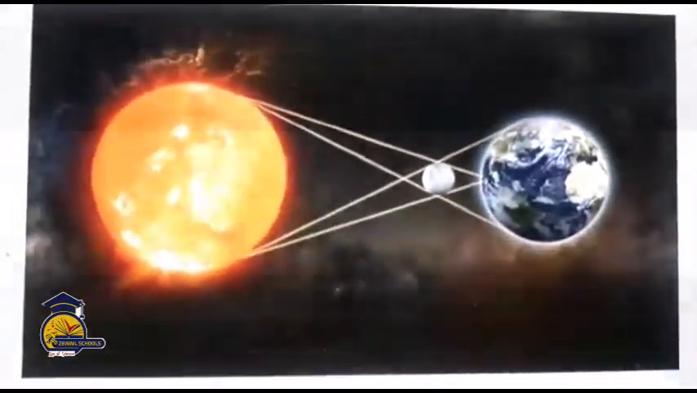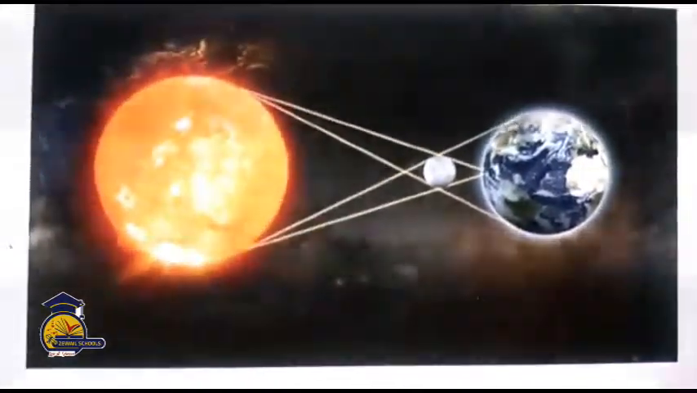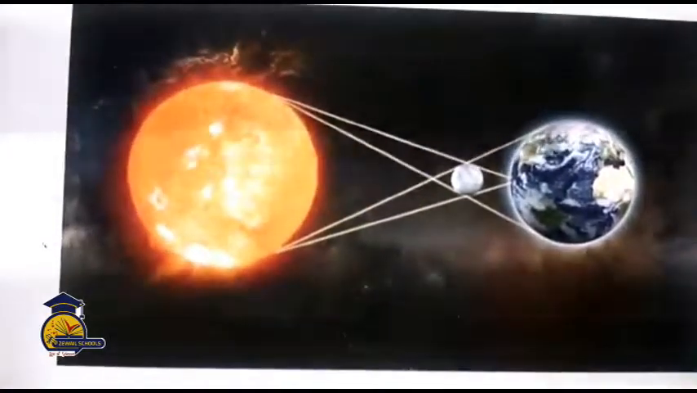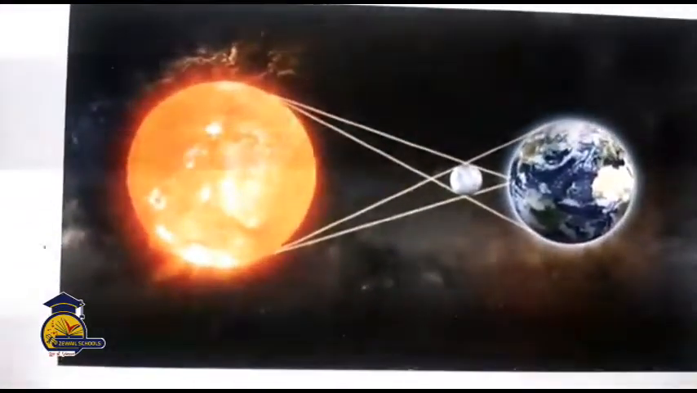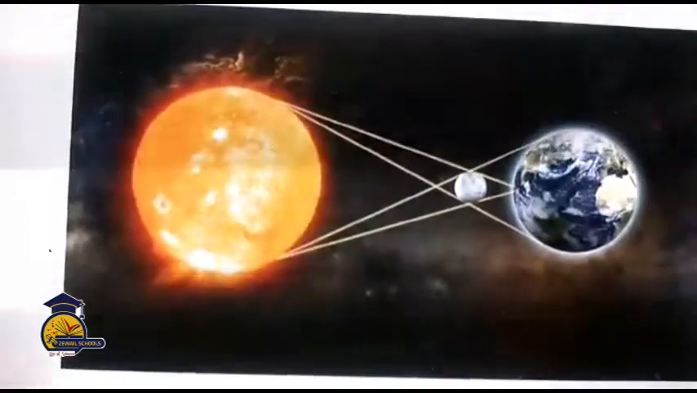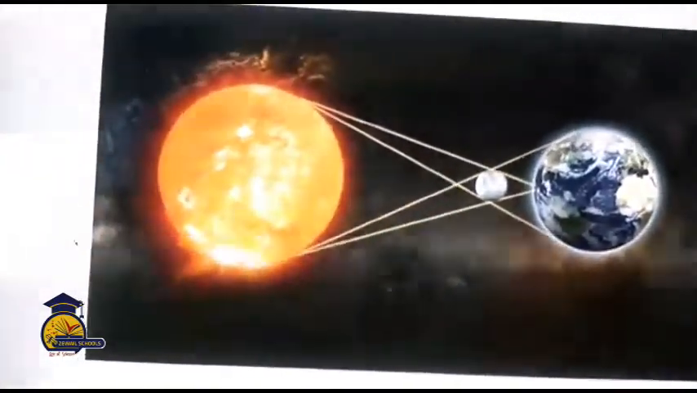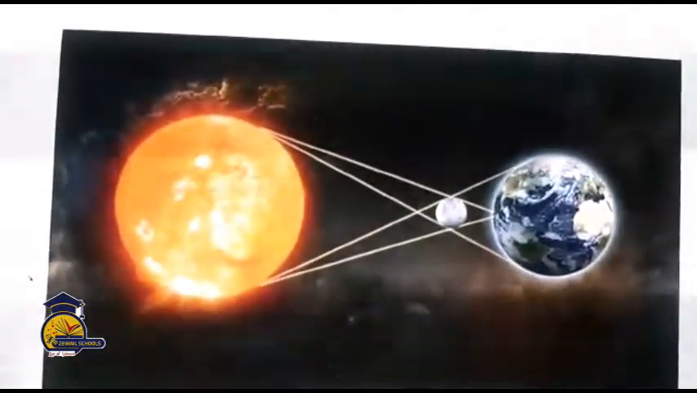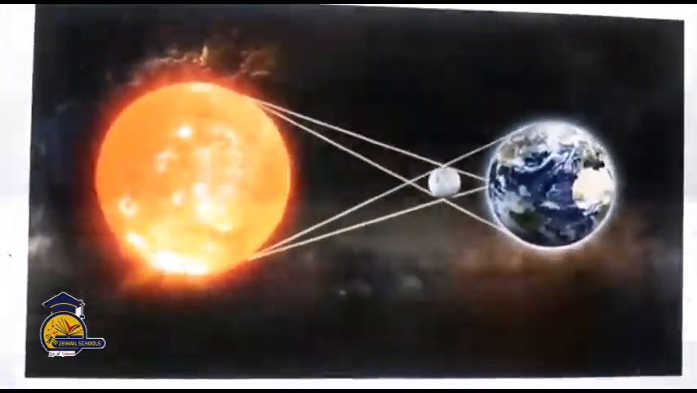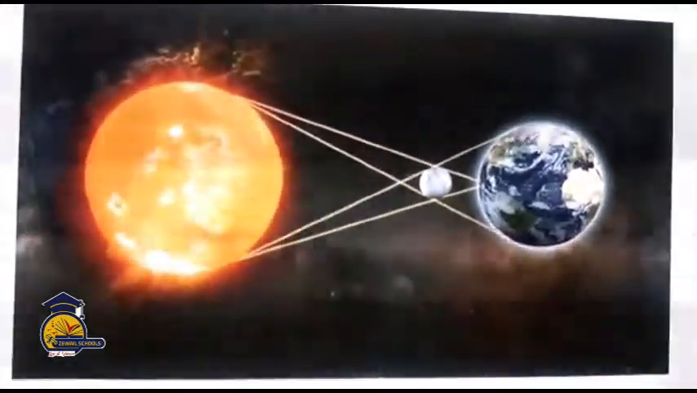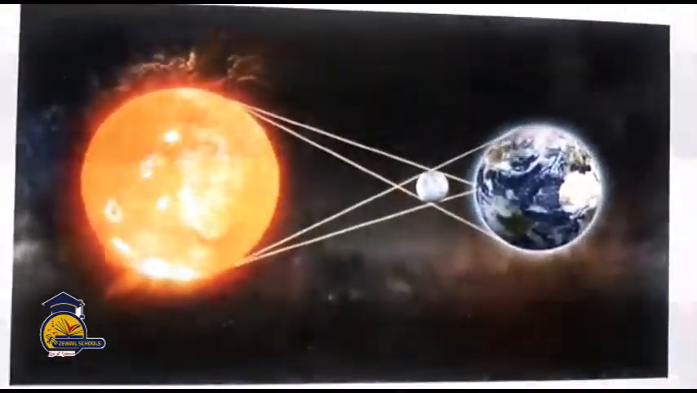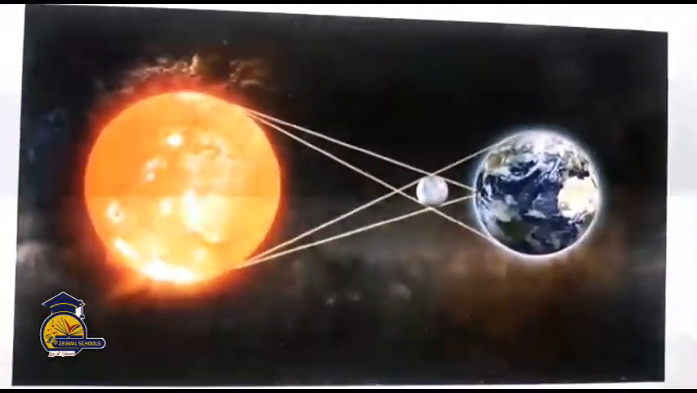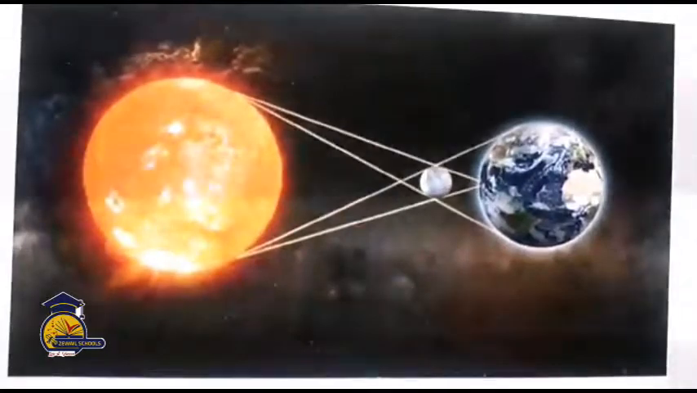Similarly, what about the formation of a shadow of a celestial body, such as our moon, on Earth, when it lies on one straight line between Earth and the sun? What will happen? It blocks sunlight from Earth. This phenomenon is called solar eclipse.